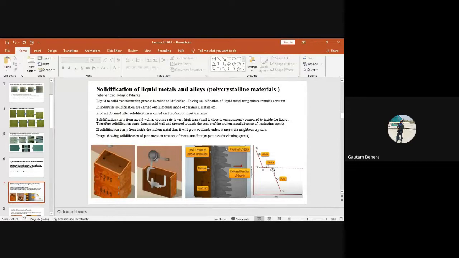Again there will be a temperature profile like this. And finally, this is the room temperature, right? So this part is showing you solidification only. That means at this point, the solidification will completely end. But the solid has a higher temperature. It will cool down to the room temperature like this, right?